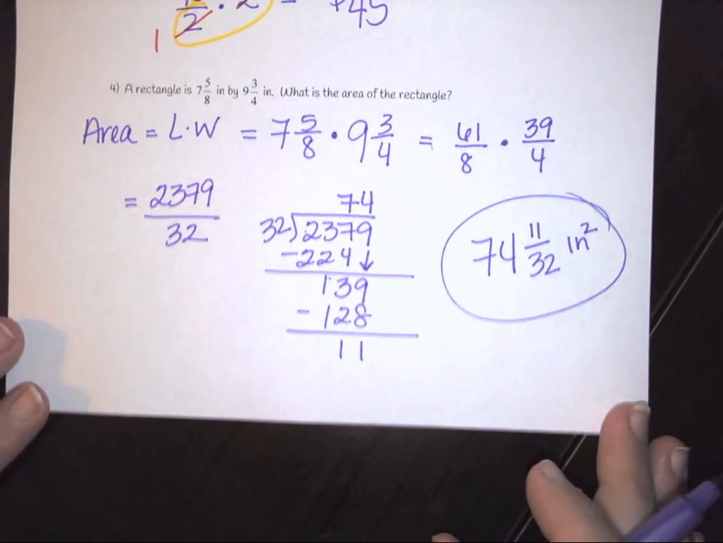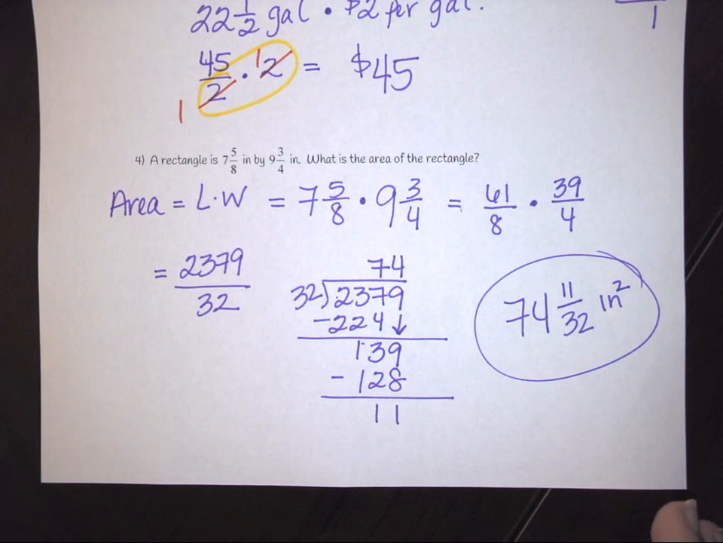Okay. So, in a nutshell, that is everything that you need to know about being able to do multiplication and division with mixed numbers.